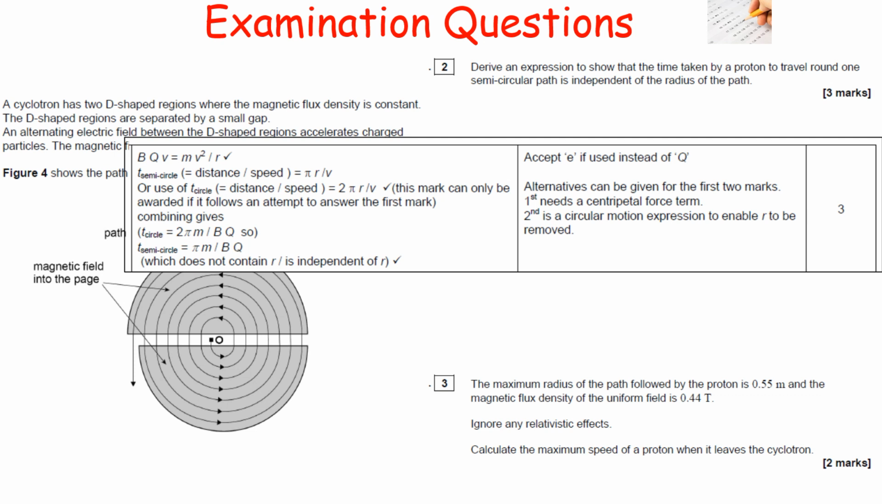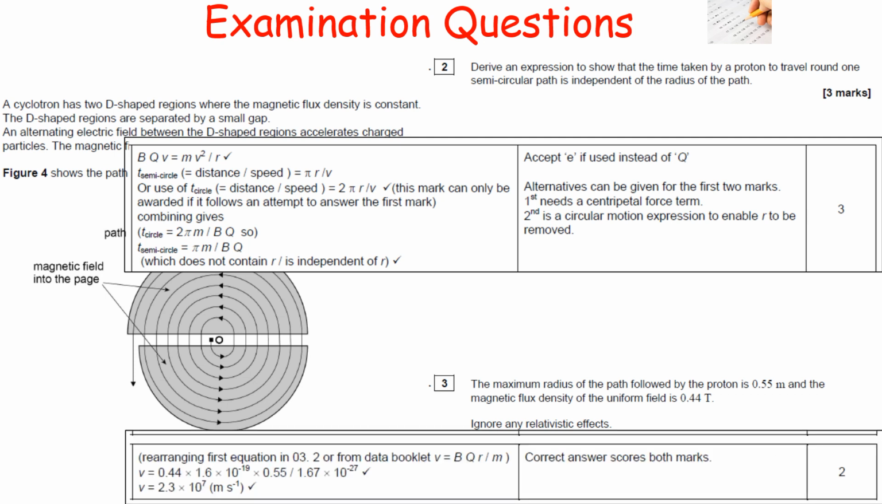Now what you can do for the second question is once again say bqv equals mv squared over r. Why can we do that? Because in this example the magnetic force is acting as the centripetal force. We can rearrange it and we can make v the subject. So we can say from our equation that v equals bqr over m, because we've just cancelled out some terms and made v the subject.